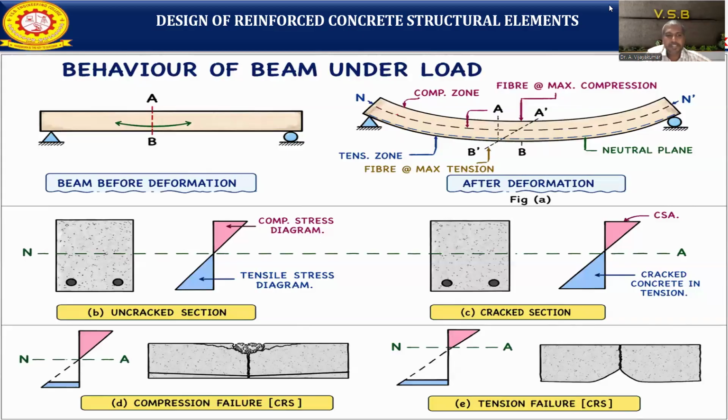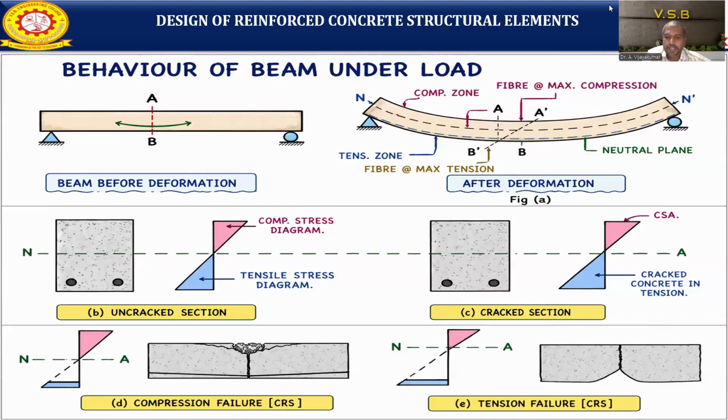Now you see the two types of section: the cracked section and the uncracked section. What is the uncracked section? Both concrete as well as steel are within the elastic limit. Then it is called an uncracked section. That means cracks won't come. The stress diagram will be linear, in both the compression zone and the tension zone. That is called the uncracked section. In the cracked section, either steel or concrete reaches the permissible value, so a crack will come. That is called a cracked section.